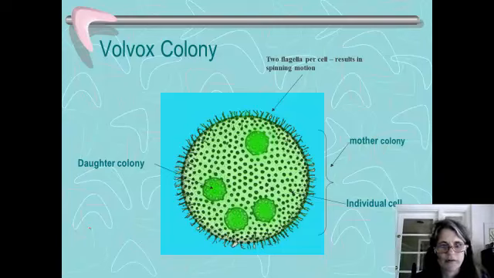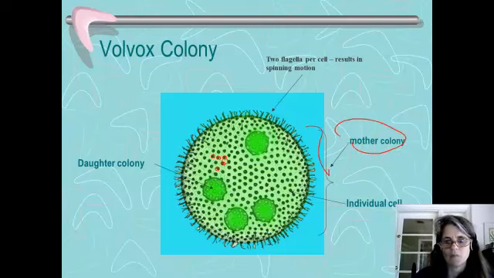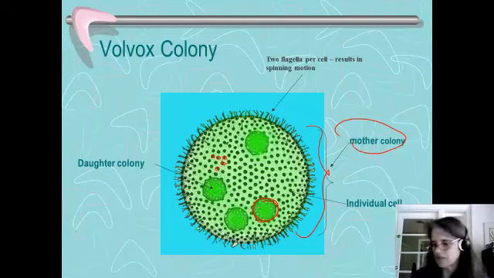This is a Volvox that we'll be looking at. It's microscopic, but it is still multicellular. Each of these little dots is an individual cell. They are connected by strands of cytoplasm. And what happens is at some point one of these cells decides, oh, it's time to make some babies, so it starts dividing. And contained within this mother colony, which is this whole big thing, a daughter colony will begin to form. And then when it's ready, the mother colony will open up and release these daughter colonies into the environment.